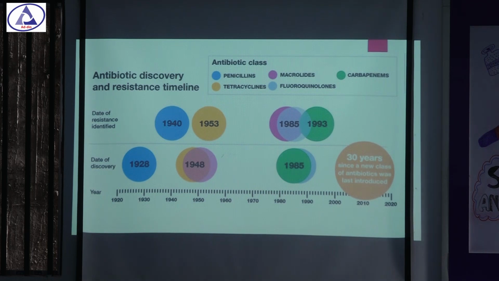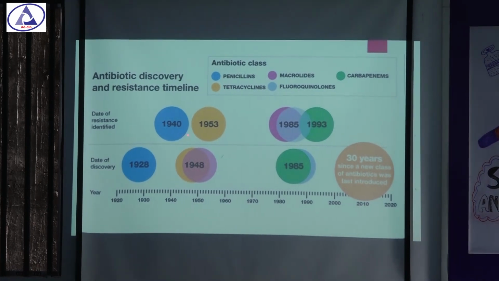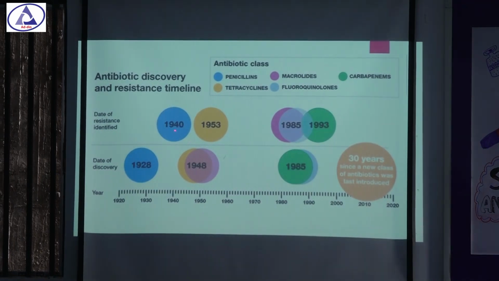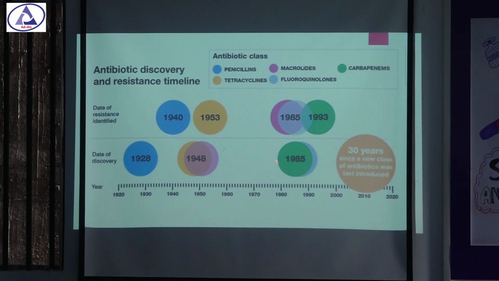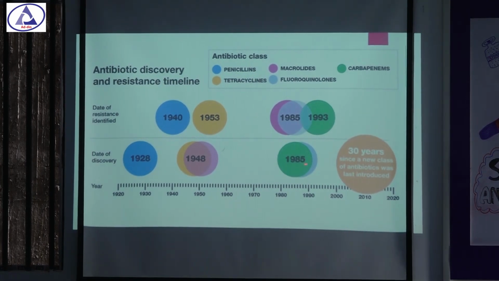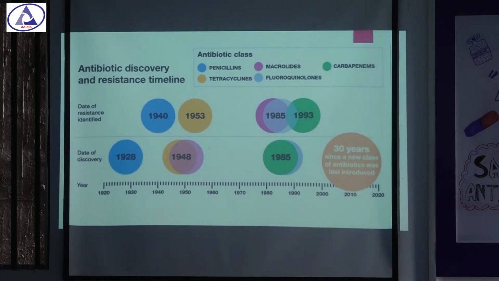Here is a timeline showing the time of discovery of different antibiotics and development of resistance against these antibiotics. In this picture we show the first antibiotic was penicillin, which was invented in 1928. Resistance developed within a very short time. Within 12 years, in 1940, penicillin resistance developed. And on the other hand, we can see carbapenem was developed in 1985, but unfortunately resistance developed in 1993.